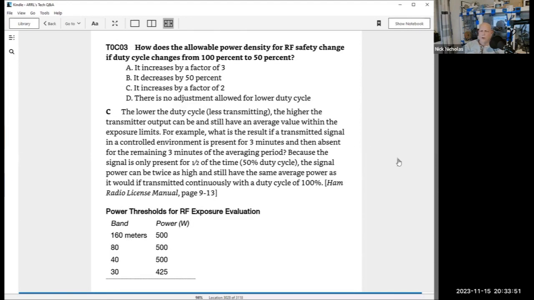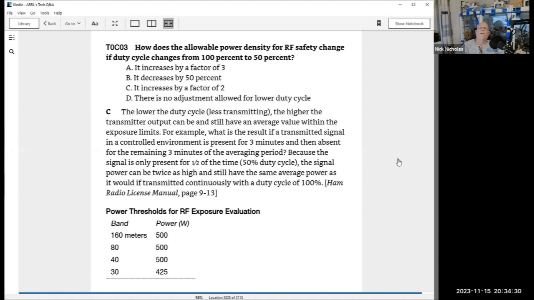And review that chart, learn it, because you actually have to file a form online when you put up an antenna nowadays that you're compliant with staying within safe RF exposure ranges. How does the allowable power density for an RF safety change if the duty cycle changes from 100% to 50? Well, if your duty cycle is only 50 rather than 100, it reduces by a factor of 2.